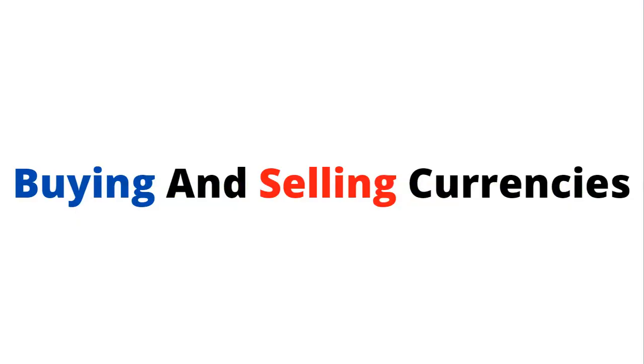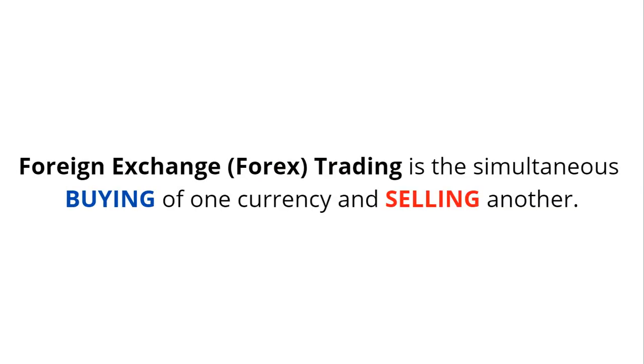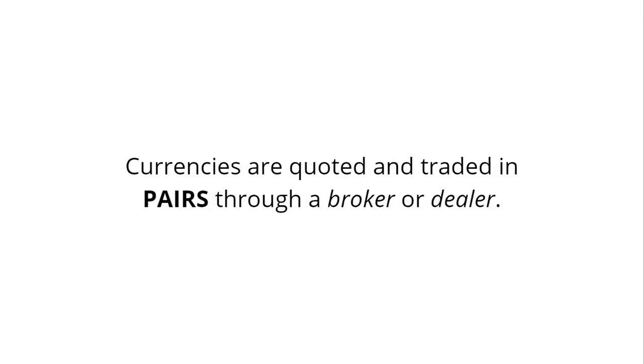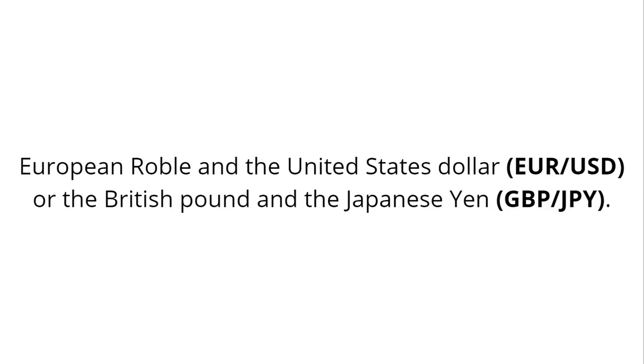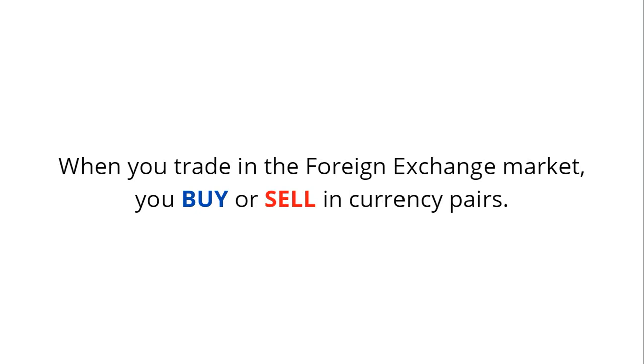In this video, I want to talk about buying and selling currencies, okay? Now, Forex trading is the simultaneous buying of one currency and selling of another. And currencies are quoted and traded in pairs through a broker, right? Now let's take the Euro and the United States dollar, for example, or even the British pound and the Japanese yen, right? When you trade in the foreign exchange market, you buy or sell in currency pairs. All right, this is very important for you guys to understand.